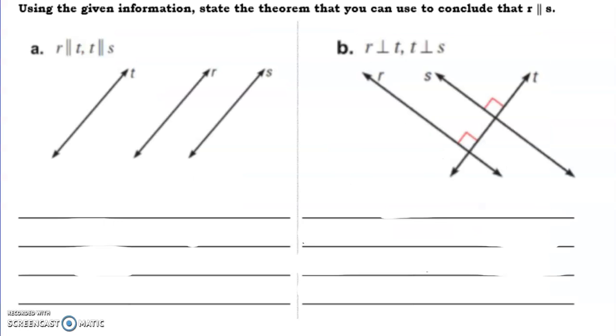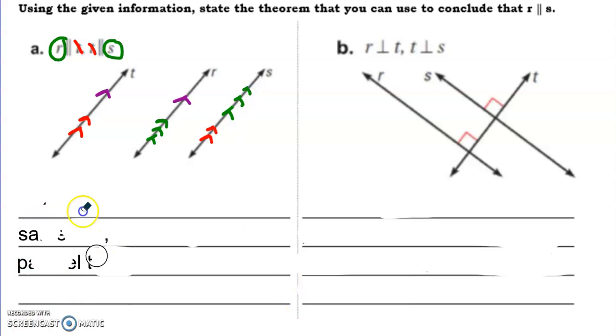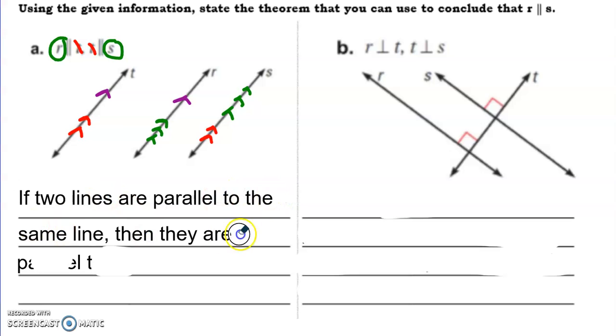So this says using the given information, state the theorem that you can use to conclude that R is parallel to S. Well, they tell me that R is parallel to T, and we know that T is parallel to S. So I can conclude that R is parallel to S because they're both parallel to line T. And that is just repeating the same theorem 3.11 that we just looked at. If two lines are parallel to the same line, then they are parallel to each other.